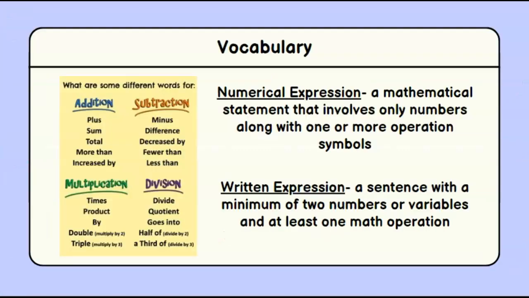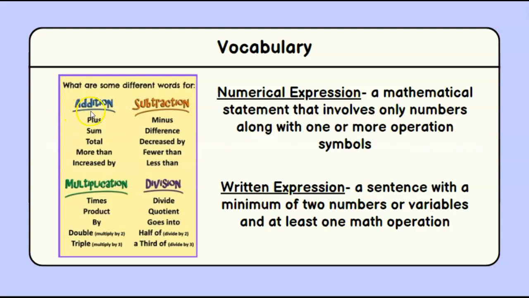Some important vocabulary to have is, one, knowing what a numerical expression is, knowing that it is a mathematical statement that involves only numbers along with one or more operation symbols. And then a written expression is a sentence with a minimum of 2 numbers or variables and at least one math operation. Other important vocabulary to know are signal words within a written expression that show you what operation it is talking about.